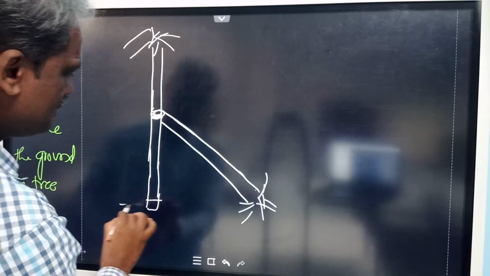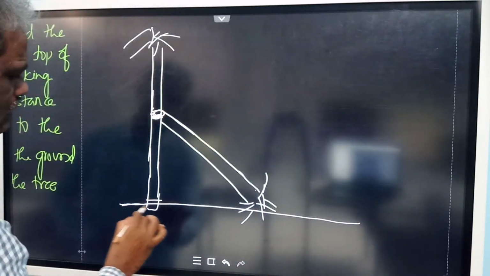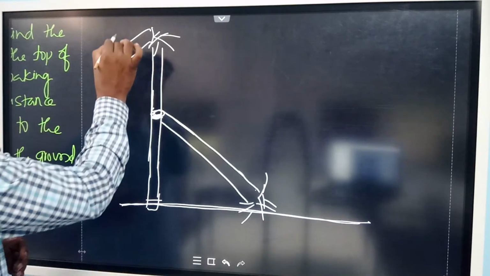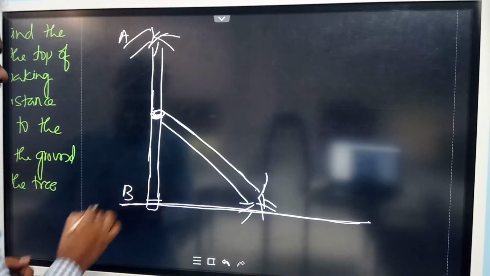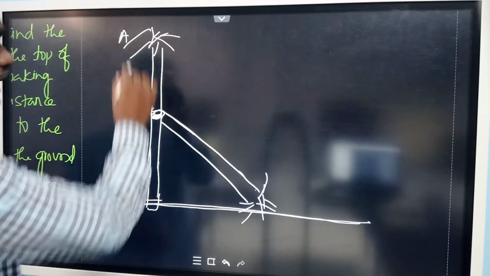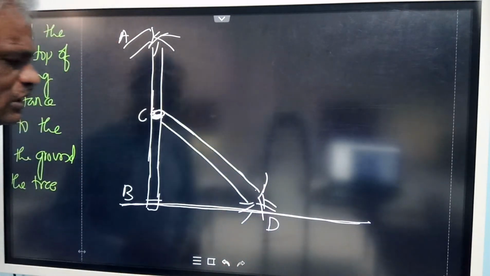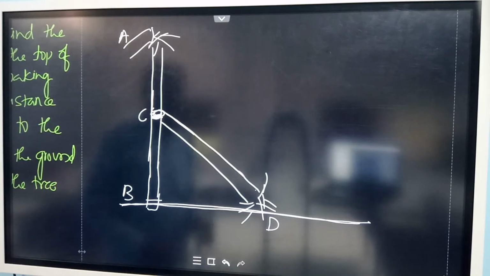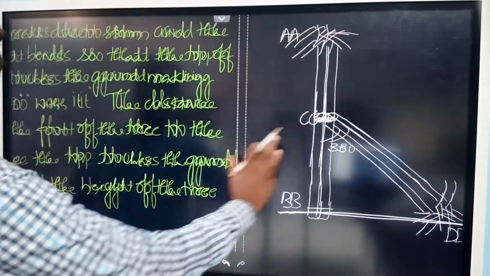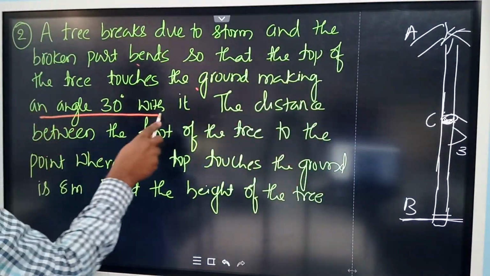So this is the horizontal line. This is the hard surface. Now this is a tree. You can call AB the height of the tree. And C is the position where it breaks. And this point D is the position where it touches the earth. And the angle between them is given as 30 degrees.